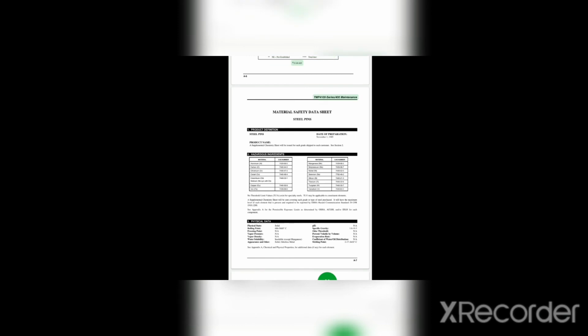Number 15-00-605, TMP 4100 series, maintenance. A7. Material safety data sheet. Steel pins. 1. Product definition. Steel pins. Date of preparation: November 1st, 1985. Product name: a supplemental chemistry sheet will be issued for each grade shipped to each customer. See Section 2. 2. Hazardous ingredients.